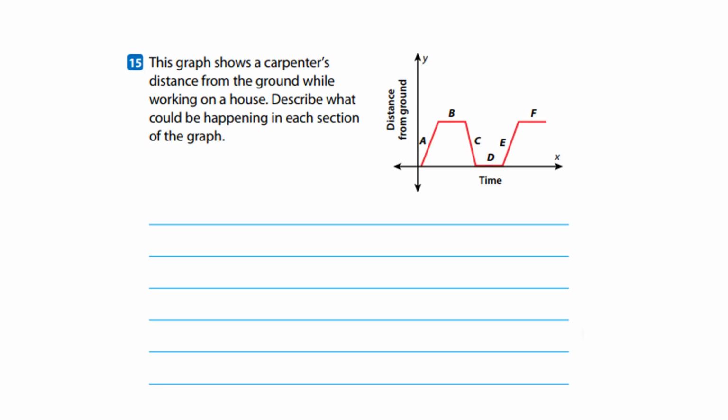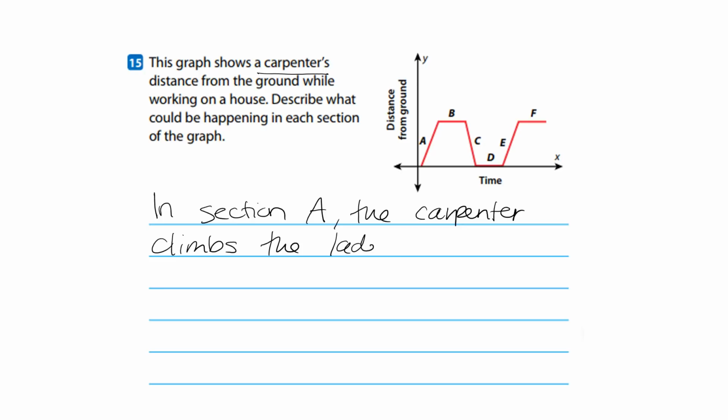So in section A, we can see that he is going up, so he's probably climbing a ladder since he is a carpenter. So in section A, the carpenter climbs the ladder to the top of the house.